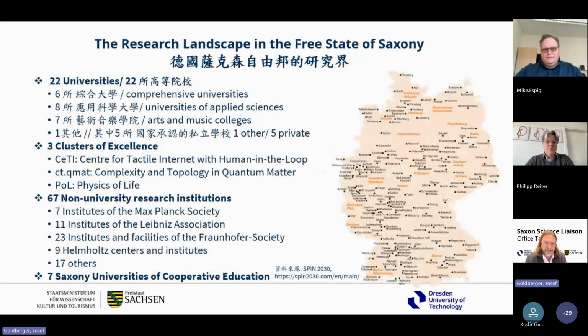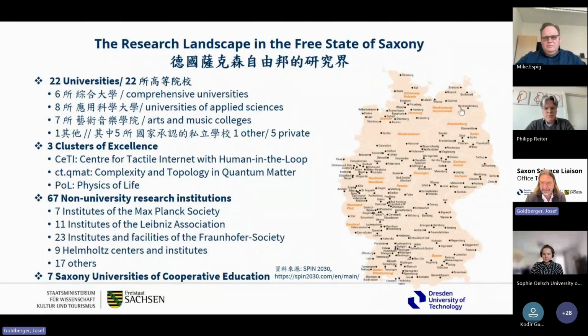Okay, some of you might now actually wonder, where is Saxony? What is Saxony? Saxony is one of the states in Germany. It's called the Free State of Saxony, one of 16 states. And we call it a research state or a science state, because as a matter of fact, the density of research institutions is extremely high in the Free State of Saxony.